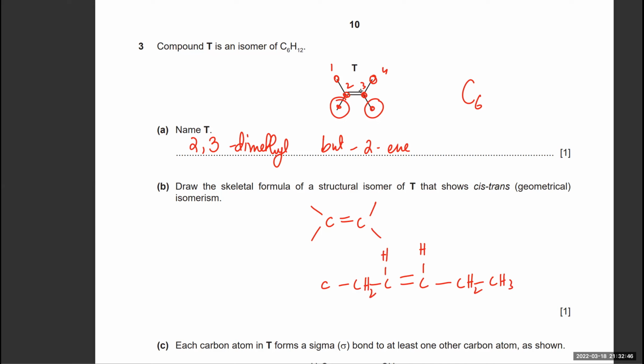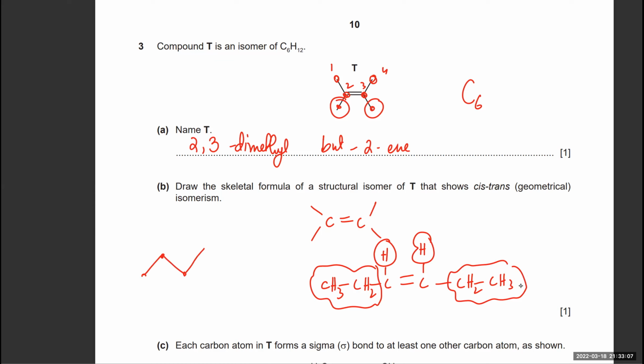There are lots of options. This is one of them. There are two different groups attached to this carbon atom in the double bond and two different groups attached to this one, but they were looking for the skeletal formula. So that's 1, 2, 3, 4, 5, and 6 carbon atoms, and there's a double bond at this position. So is this clear? Yes, sir. So this one is going to form geometric isomers.